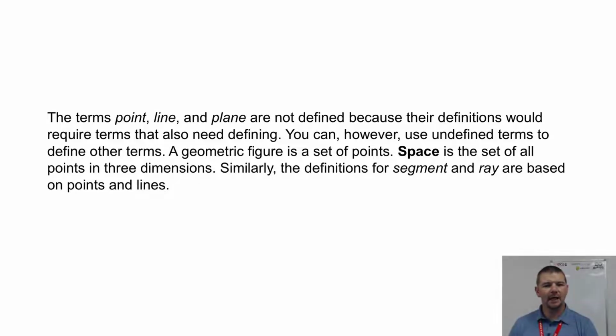The terms point, line, and plane are not defined because their definitions would require terms that also need defining. You can, however, use undefined terms to define other terms. A geometric figure is a set of points. Space is the set of all points in 3 dimensions. Similarly, the definitions for segment and ray are based on points and lines.